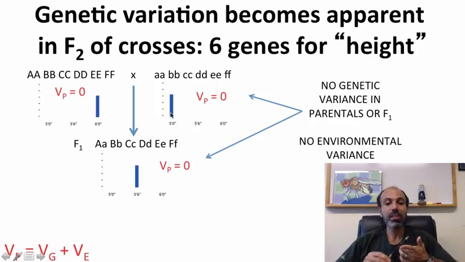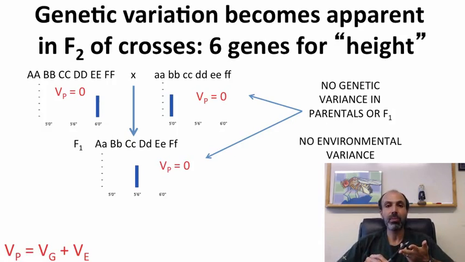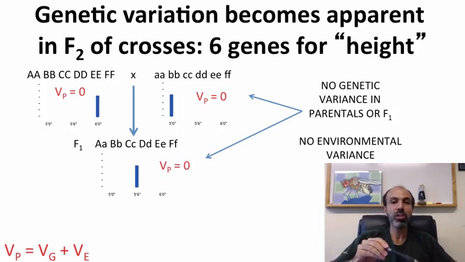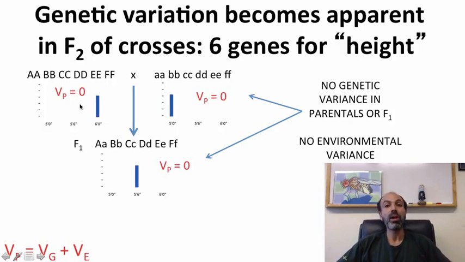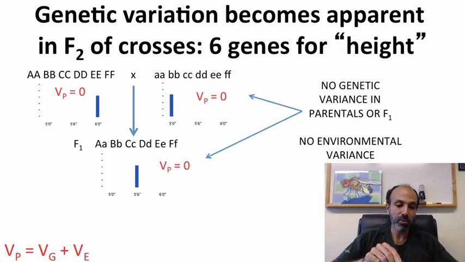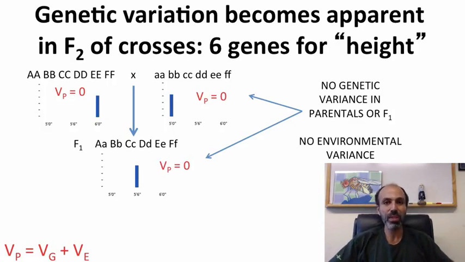Remember, phenotypic variance comes from genetic variance and environmental variance. Since we already knew there was no genetic variance there, if there's no phenotypic variance, then there can be no environmental variance. Okay? So VP is 0, VG is 0, and VE is 0. This is true for all three of those.